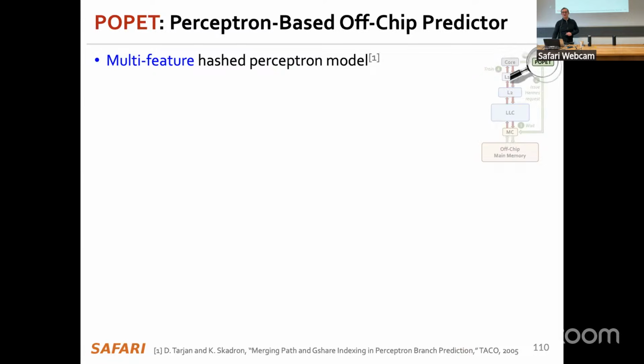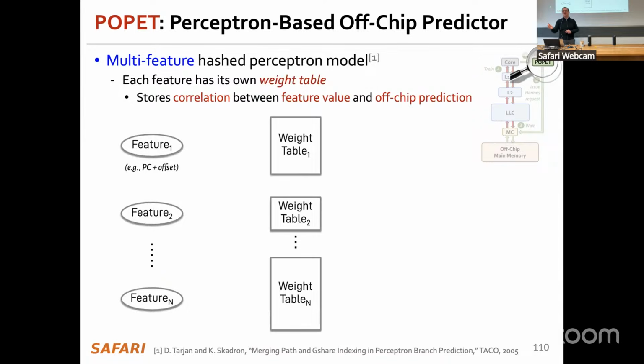It uses a multi-feature hash perceptron, very similar to the perceptron branch predictors employed in real machines like AMD Zen 2. The idea is you have features that you think correlate with whether or not this load goes off chip or stays on chip. PC plus offset is one feature. Again, you can do feature selection over here when you try. Essentially, each weight table stores a correlation between the value of a feature and whether this load will go off chip or stay on chip.